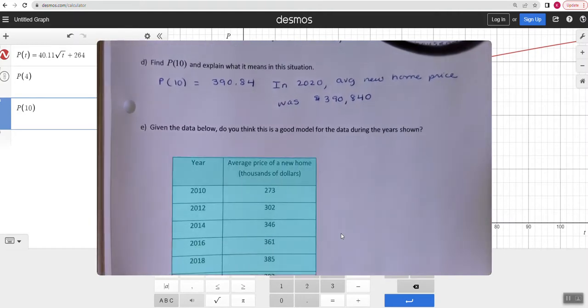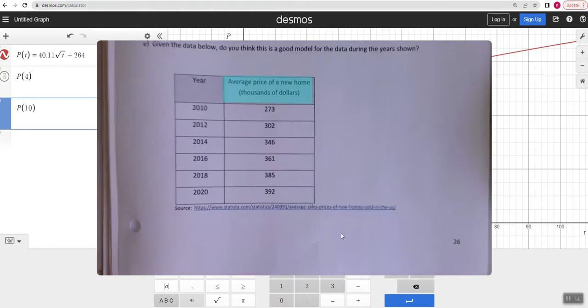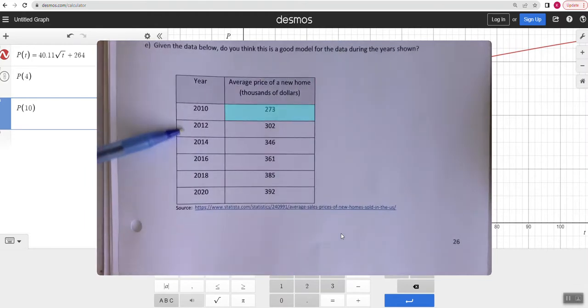We're now given some actual data. And again, you can see my data sources there if you want to check that out for yourself. For various years, we're being shown the average price of a new home, actual data from the US. And the question was, do you think that we've got a good model? Do you think our equation and our graph are good models for this data?